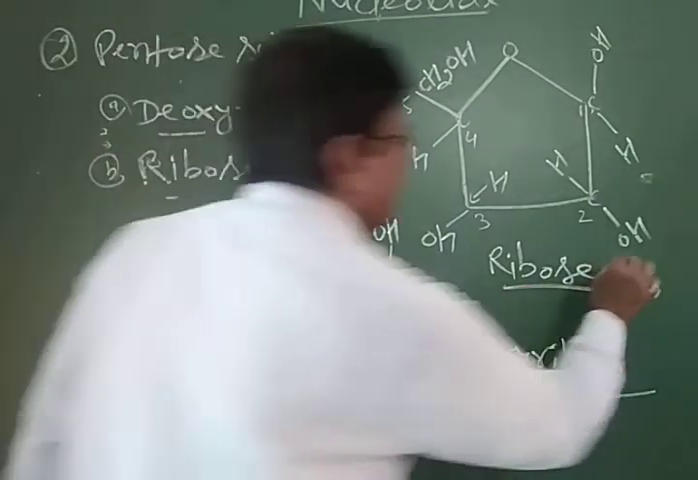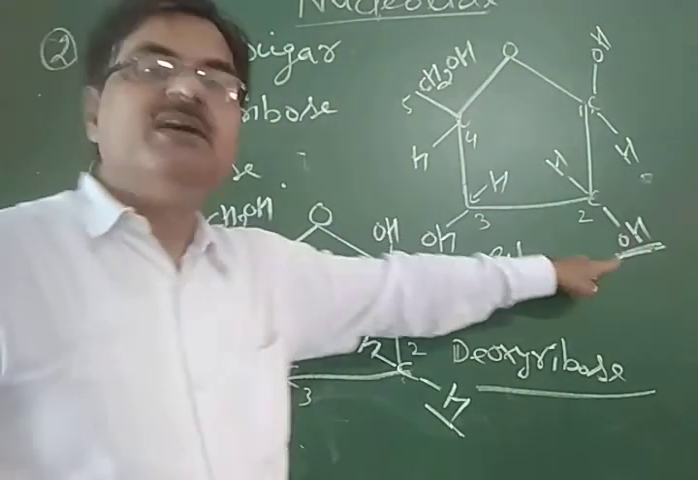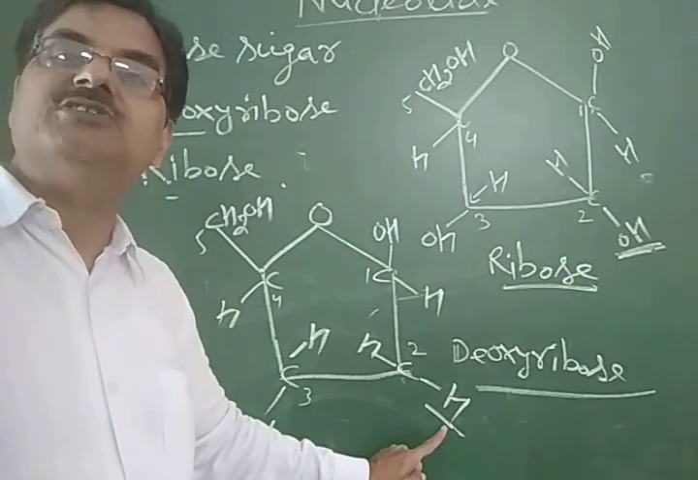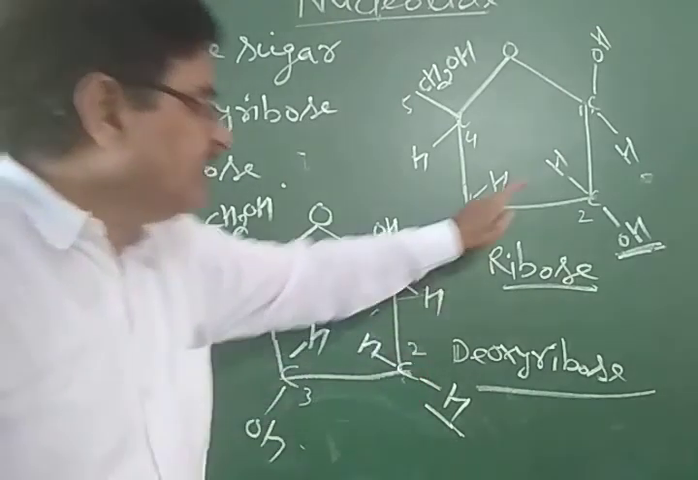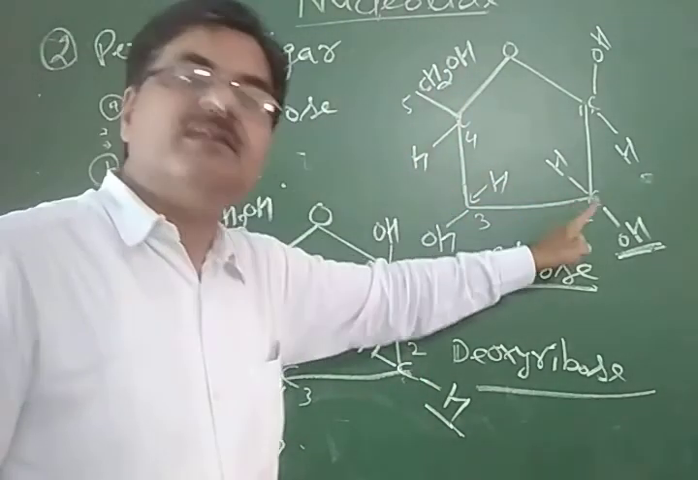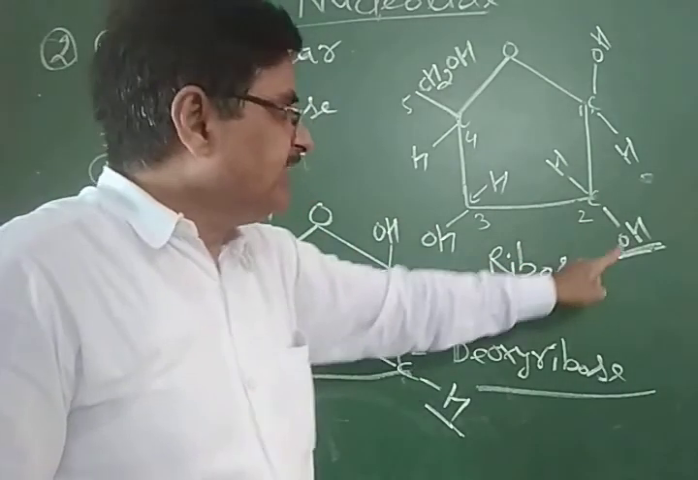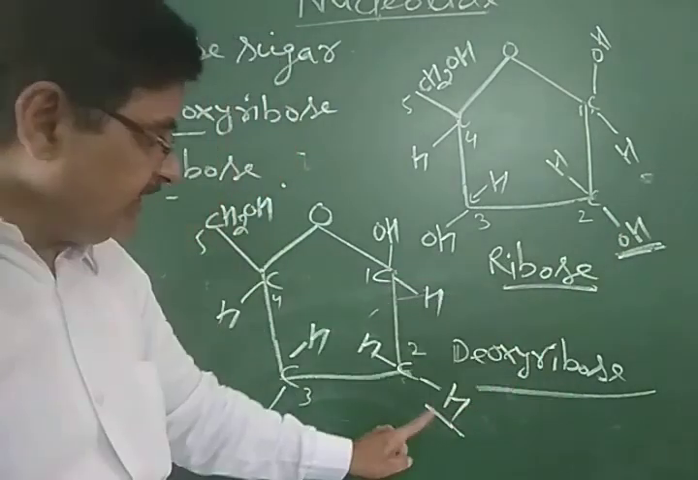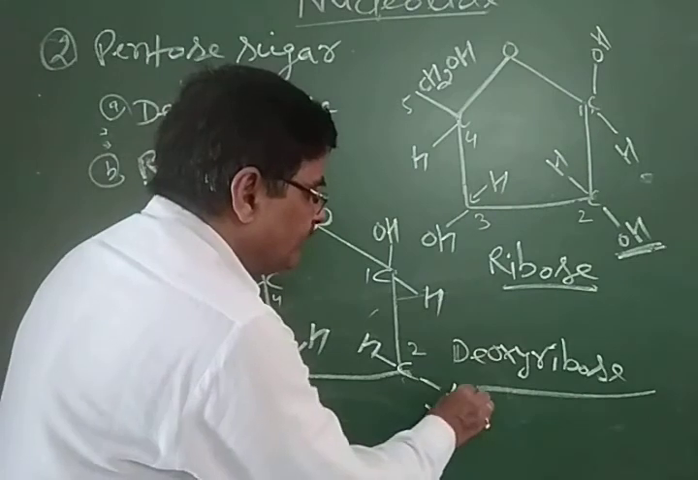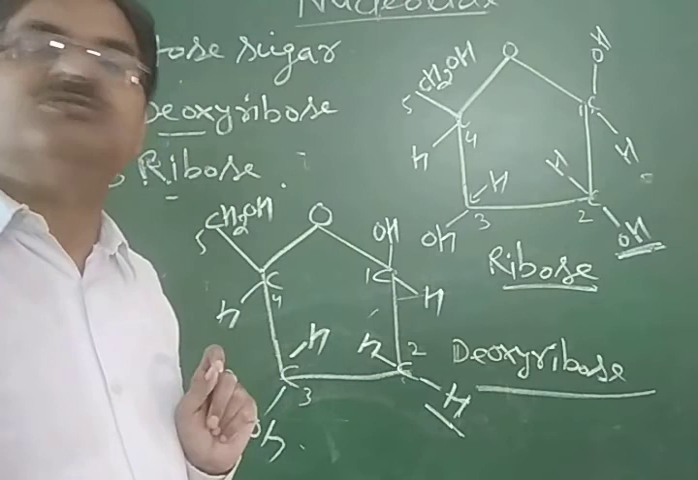Now you see this position. At the second carbon, in the ribose sugar, the hydroxyl group is present, while in the deoxyribose, there is no hydroxyl group. So this is the difference between the ribose and deoxyribose sugar, at the second position. At the second carbon, there is the hydroxyl group present, while here you can see that there is no hydroxyl group. There is only hydrogen, I have written here. So this is the difference between the ribose and deoxyribose.